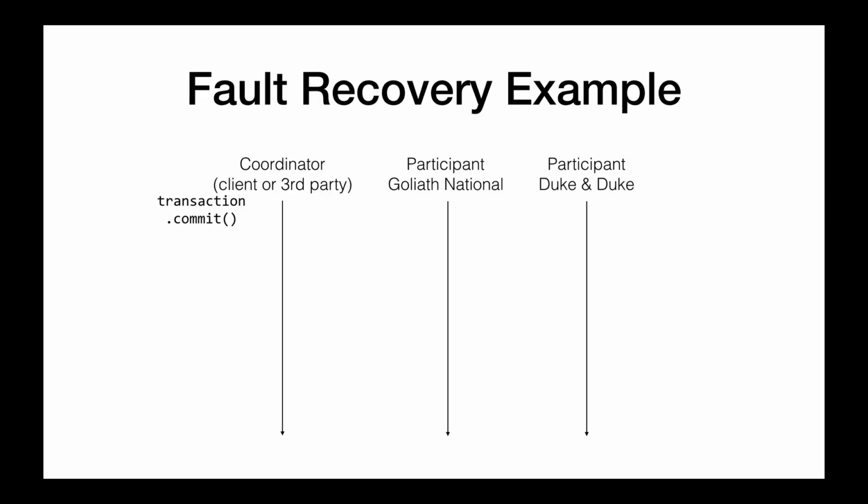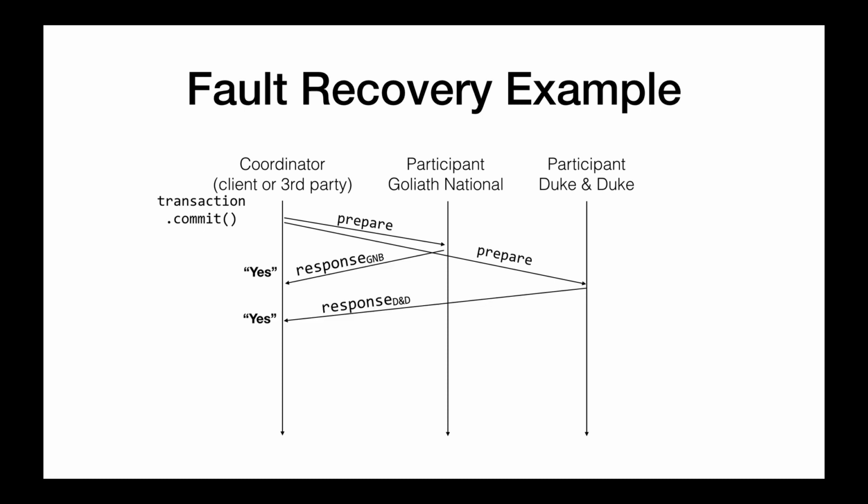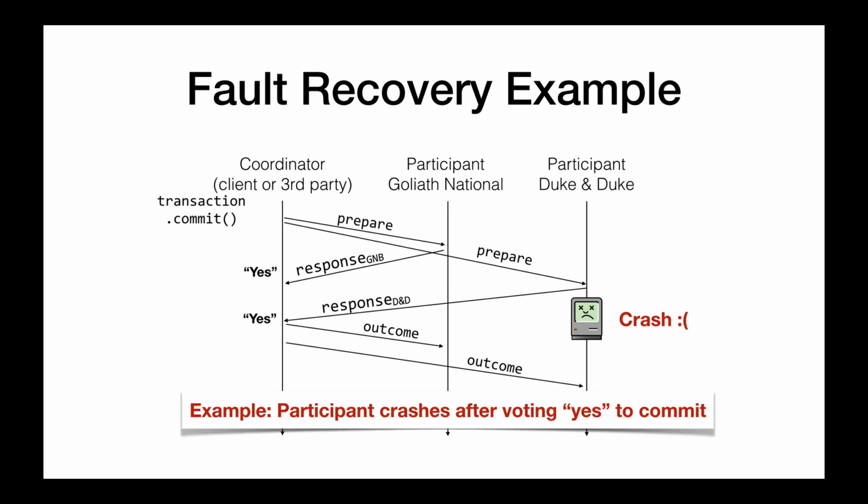So let's start off with an example where our coordinator broadcasts its prepare message to each one of the participants, and each participant responds back. In this case, maybe both respond back saying yes. But at this stage in the protocol, before anything else happens, one of the participants crashes. And then the protocol continues. So in this example, we see a participant that crashed after voting yes to commit.